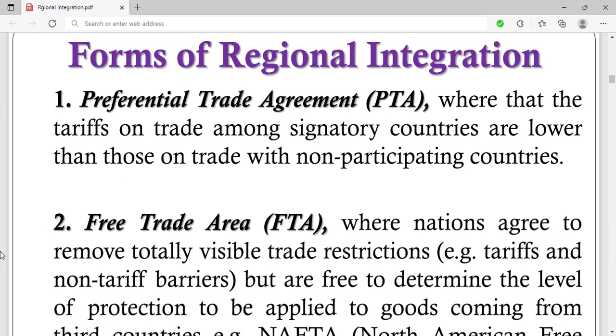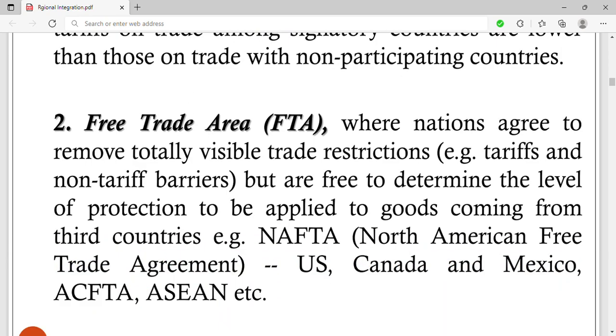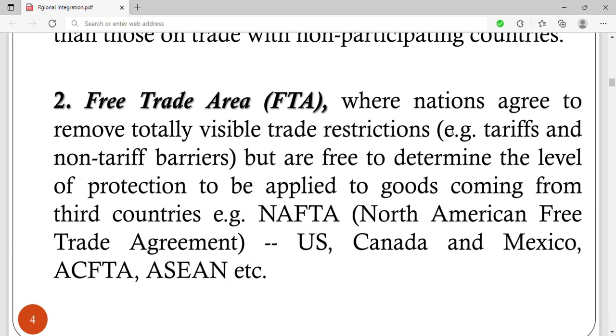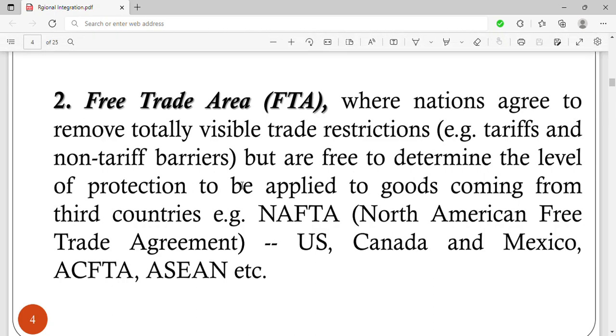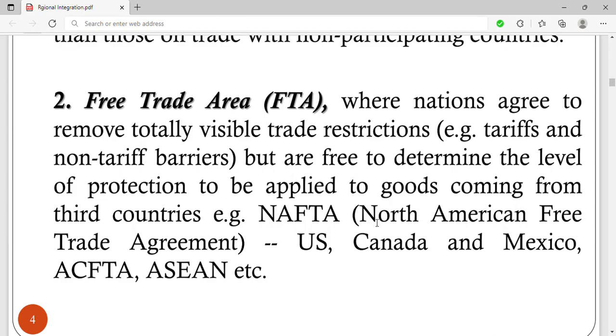Then the second form is called Free Trade Area, which is FTA. Free Trade Area is where nations agree to remove totally visible trade restrictions. In the first one, in PTA, there are trade restrictions, but they're limited. But in Free Trade Area, nations agree to remove totally visible trade restrictions, for example, tariffs and non-tariff barriers, the taxes and all that. When trade is really free, they remove all the visible trade restrictions, but they are free to determine the level of protection to be applied to goods and services coming from third-party countries.